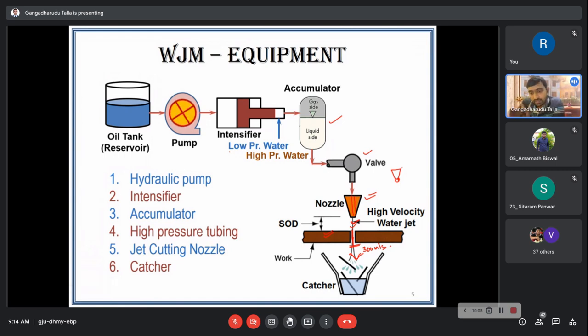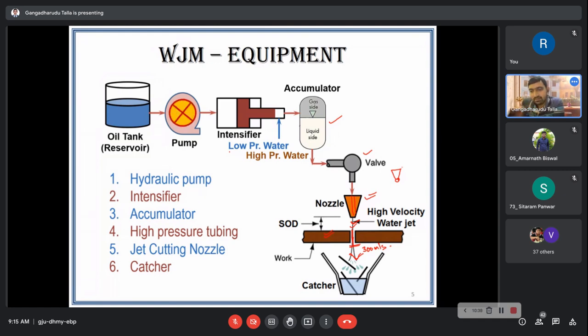But we have certain advantages in water jet compared to abrasive jet. In abrasive jet, we are polluting the environment a lot. Gas and abrasive mixture hits the workpiece at high velocity, so a lot of dust is coming out. Here there is no pollution. Zero pollution, you can say. Environmentally friendly.